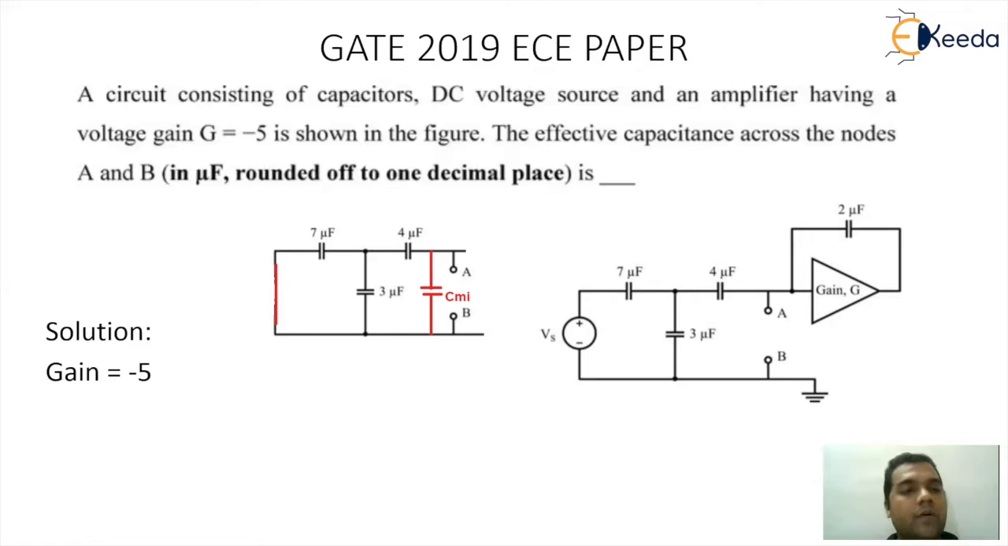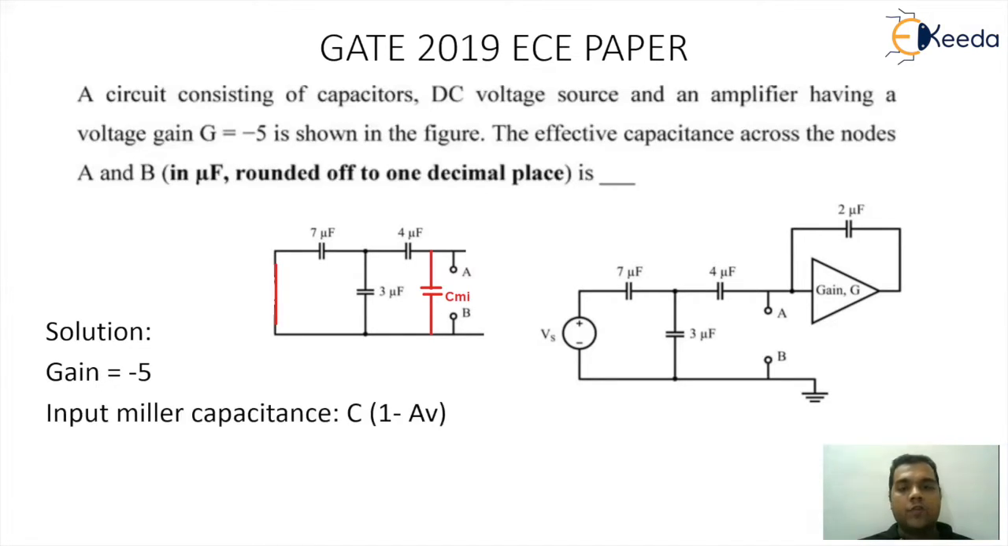The gain of the network is -5. So the input Miller capacitor will be given as C into 1 minus AB, where C value is 2 microfarad. So 2 microfarad into 1 minus -5. So it will be 2 into 6. It will give us 12 microfarad.